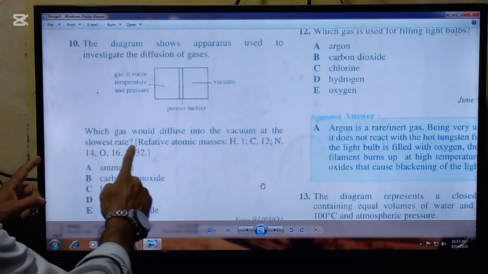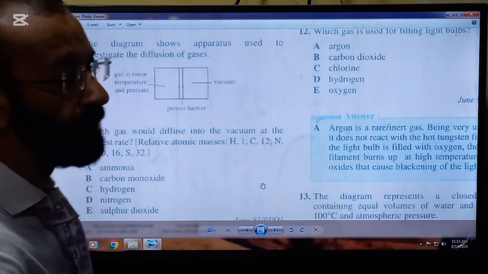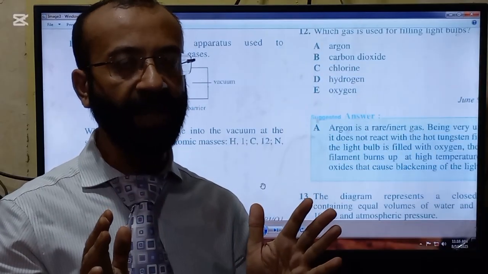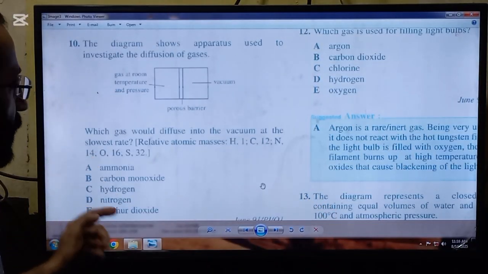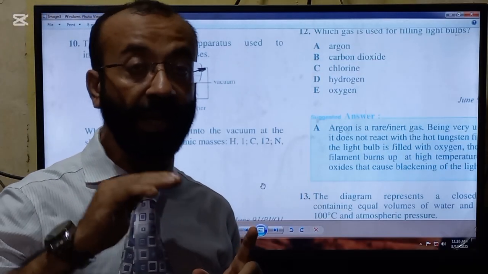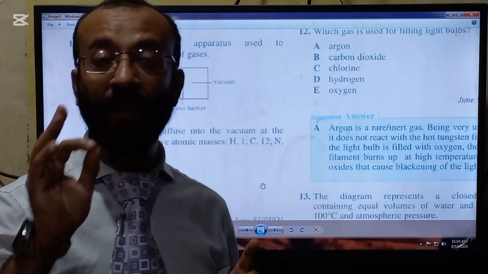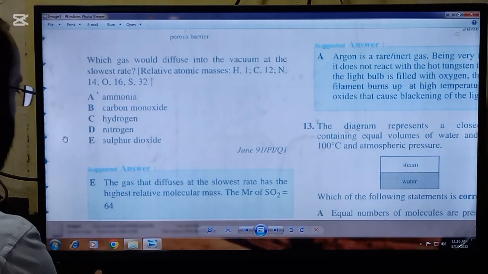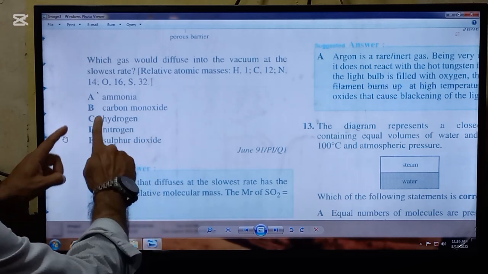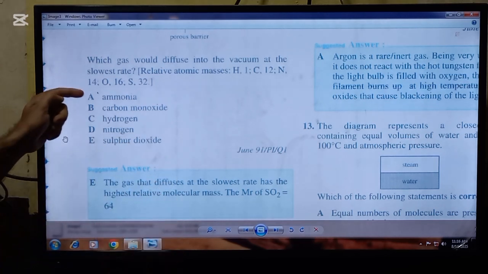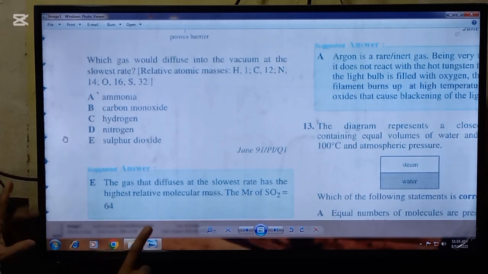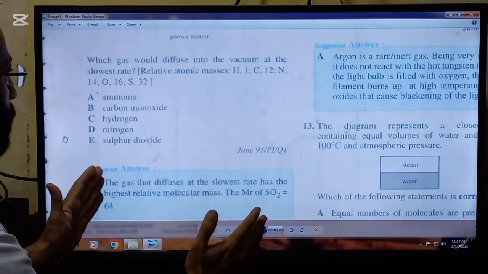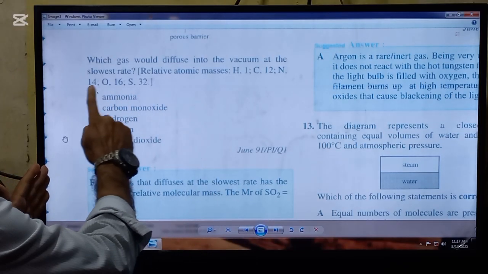So the requirement is which gas would diffuse into the vacuum at the slowest rate. And the key point in this question will be, first we will find the relative molecular masses of all the gases in the options, and the gas with the greatest relative molecular mass will move with the slowest speed. And the answer is E part, that is sulfur dioxide, because after finding the relative molecular masses of all 5 gases, we will come to the point that sulfur dioxide has the greatest relative molecular mass, so that's why it will move with the slowest rate.